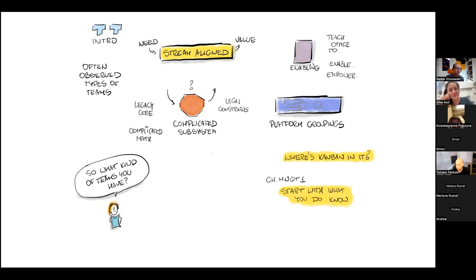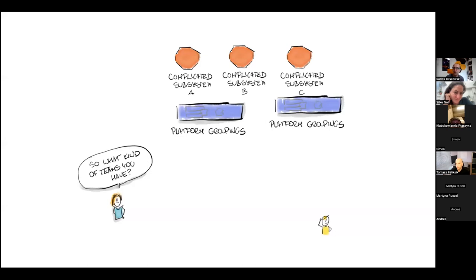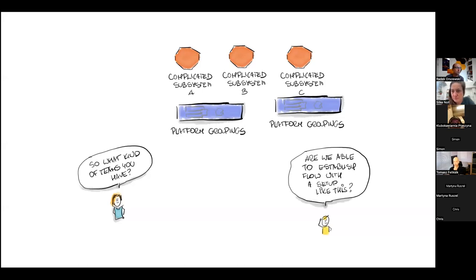And a question is how we could set up a pull system across these teams. Very good. Why I referred to change management is that I propose to do the exercise in your organizations. If you explain the concept, you may find that people in your teams will say, oh, we are a complicated subsystem team, or we are a platform grouping. And this should be worrying. Why? Because I don't know if we are able to establish flow, or a pull system, like one of the participants just wrote in the chat. Because if you see no stream-aligned teams, but only complicated subsystem teams or platform groupings, we have a problem.